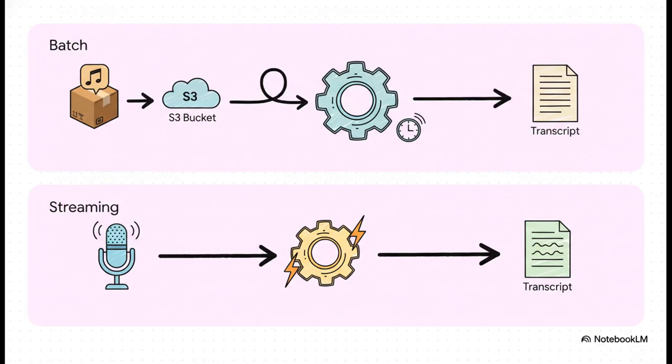Batch is all about processing files that already exist. You take an audio file, you drop it in an S3 bucket, you kick off a job, and Transcribe works on it in the background. This is perfect for things you do after the fact, like transcribing a podcast or analyzing yesterday's call center recordings. Streaming, on the other hand, is all about the now. It's real time. You're feeding it a live audio stream and you're getting a transcript back instantly.